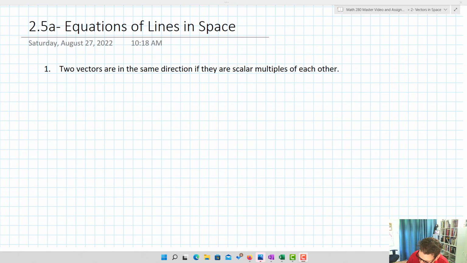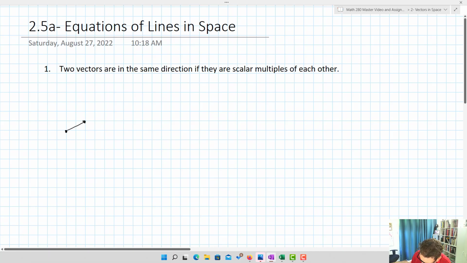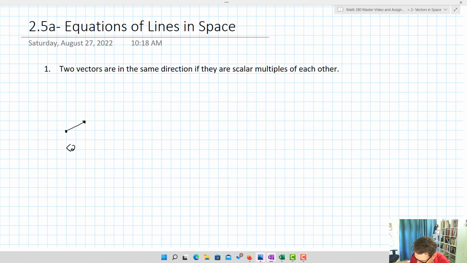So let's just start out in 2D. Let's say, for example, that I have this vector. If you write it in component form, it ends up being 2, 1. Now, if I take another vector, in a different location, that new vector is 4, 2. There are two things that you want to notice about 2, 1 and 4, 2. One, that 4, 2 is 2 times 2, 1. That is, it's a scalar multiple of 2, 1.